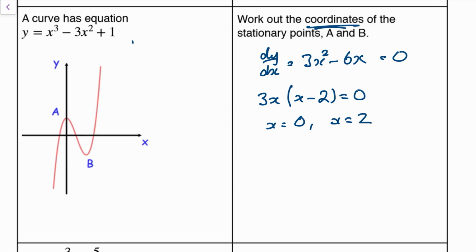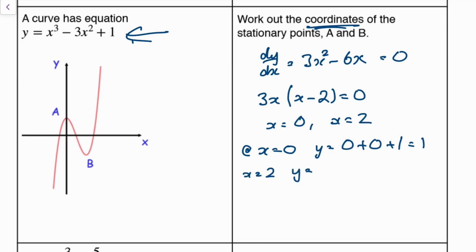Now I want the coordinates, so I need the y values as well. So I'm going to put the x values back into the equation. At x equals 0, y equals 0 minus 0 plus 1, which equals 1. And at x equals 2, y equals x cubed, which is 8, minus 3 times x squared, which is 4 times 3, is minus 12, plus 1. So 8 minus 12 is minus 4, plus 1 is minus 3. So the answer to the question is (0, 1) and (2, -3). Quick sanity check at the graph. That looks correct, doesn't it? So I'm happy with that.